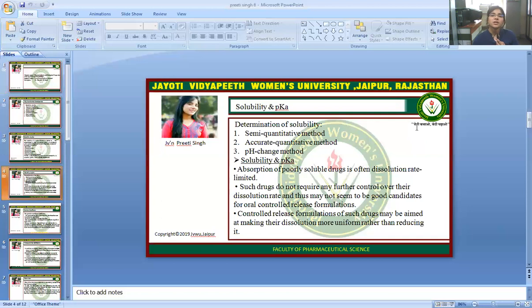Regarding solubility, absorption of a poorly soluble drug is often dissolution rate limited. Such drugs do not require any further control over their dissolution rate, and thus may not seem to be good candidates for oral controlled release formulation. Controlled release formulation of such drugs may be aimed at making their dissolution more uniform rather than reducing it.